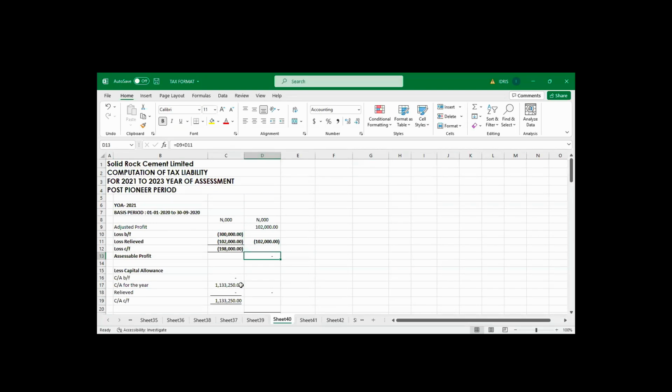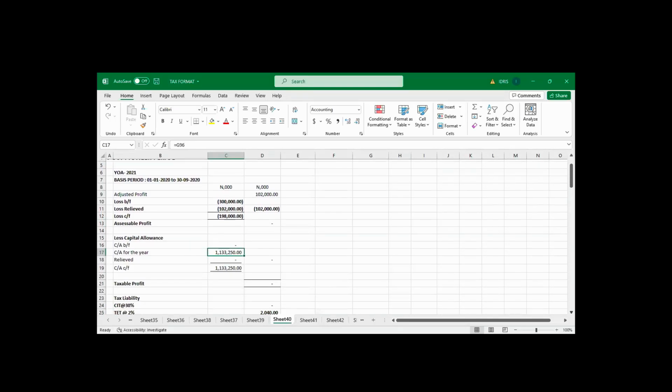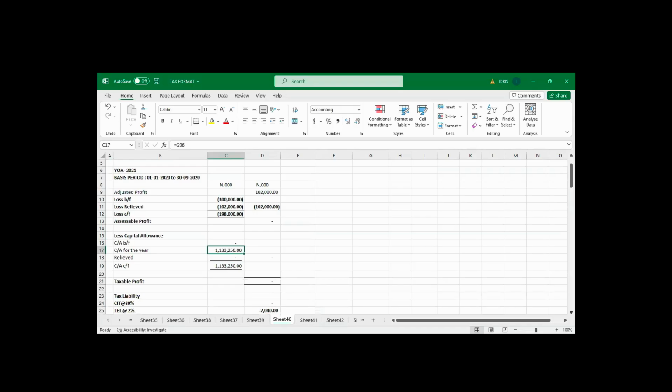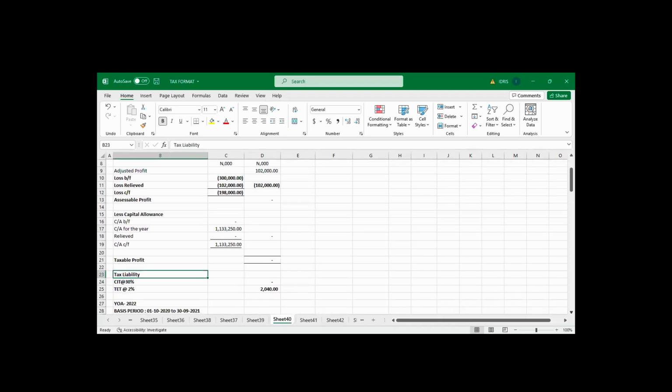1,133,250. What will happen to this capital allowance in the 2021 year of assessment? What will happen to the capital allowance? It will be carried forward. It's going to be carried forward. So I was asked to compute tax liability. What will be my tax liability in 2021 year of assessment?